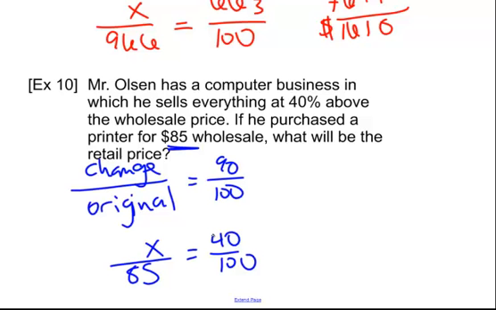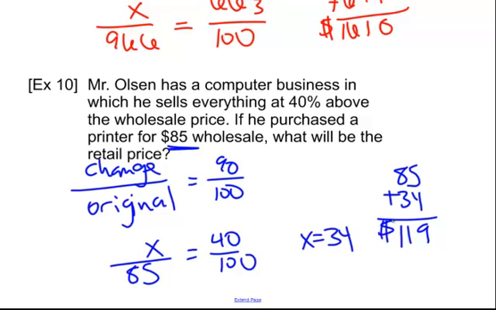We do 40 times 85, divide by 100, and we get $34. So x is 34. It increases by that, right? Because he marks it up by 34. So we would do 85 plus 34 and get 119. And that's dollars. So the retail price of the printer would be $119. All right, great job.